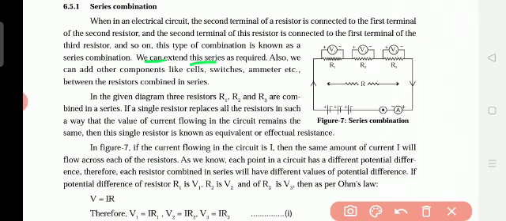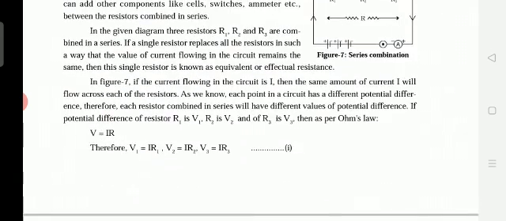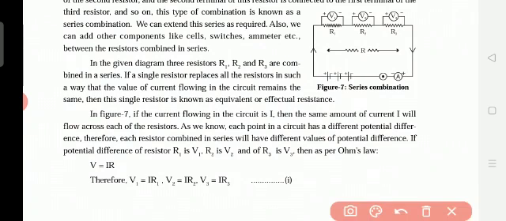We can extend this series as required. Also, we can add other components like cells, switches, ammeter, etc. between the resistors combined in series. So here when we see in the given diagram, three resistors are there, R1, R2 and R3. So we have seen R1, R2, R3 combined in a series. If a single resistor replaces all the resistors in such a way that the value of current flowing in the circuit remains the same.